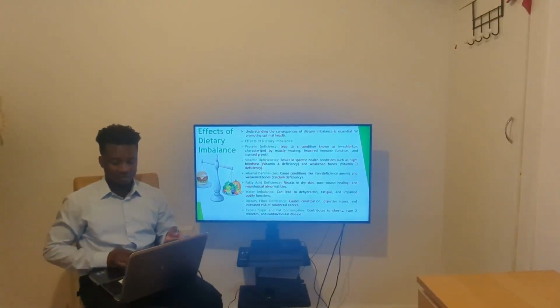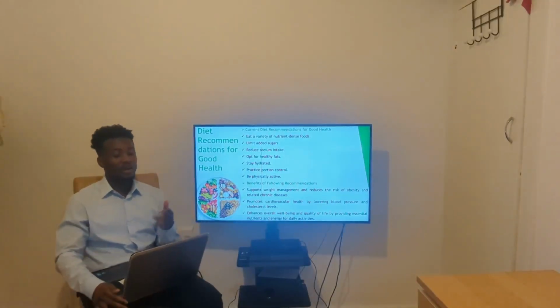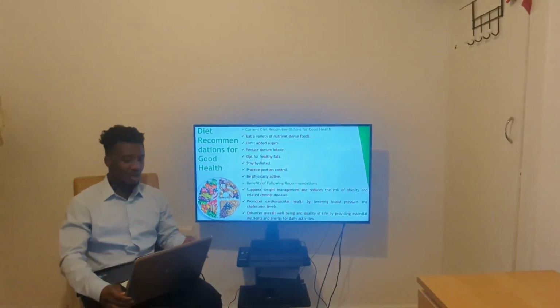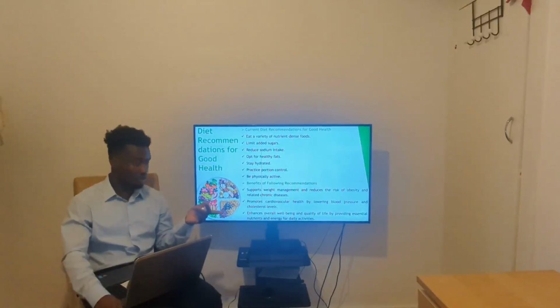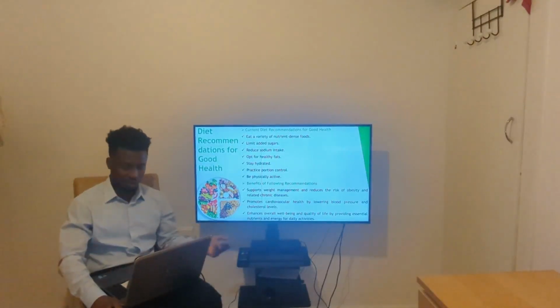So the next slide, we're talking about the recommendations for good health. Current diet recommendations for good health: eat a variety of nutrient-dense foods, limit your sugar intake, reduce sodium intake, opt for healthy fats, stay hydrated, practice portion control, and be physically active, go for a walk, go for a run.